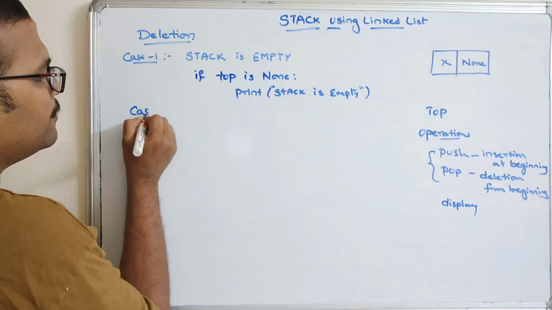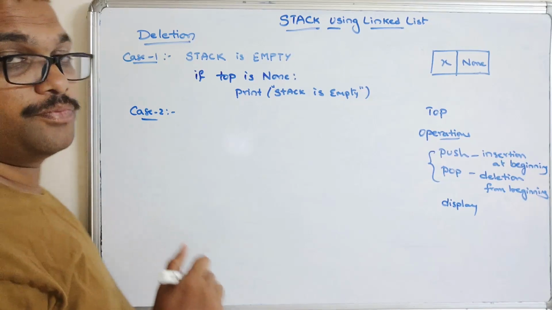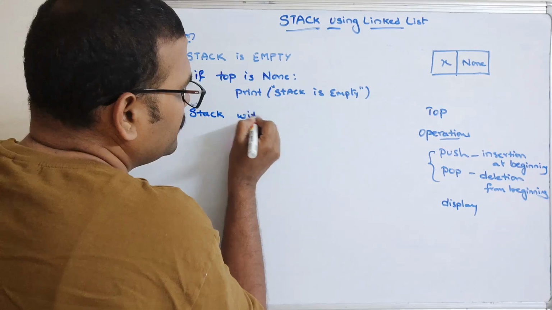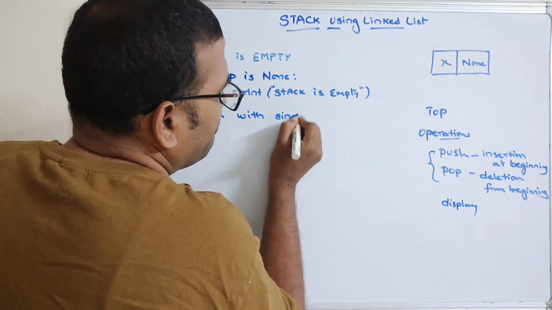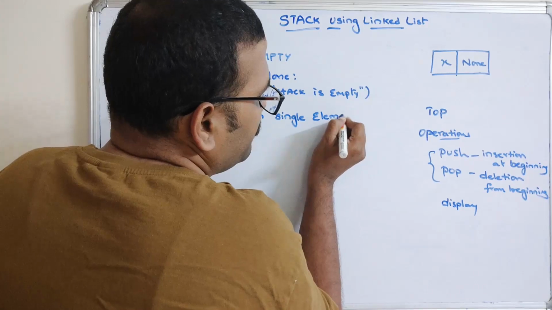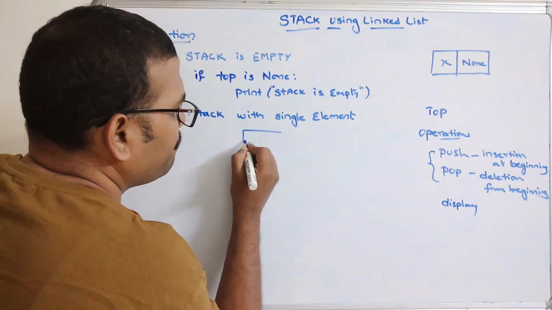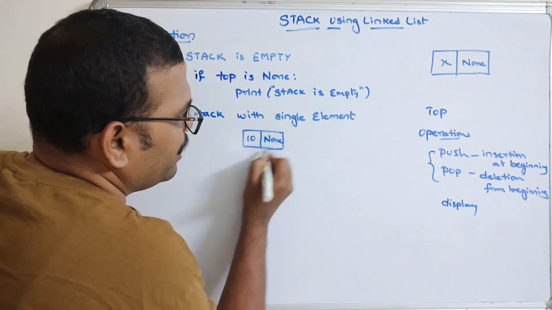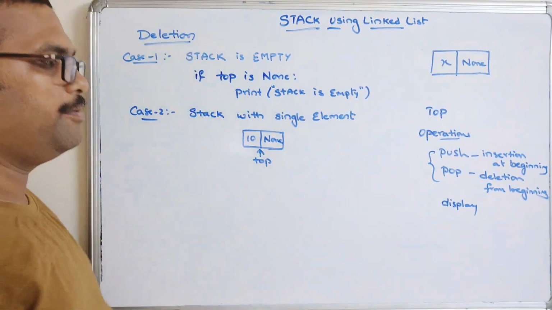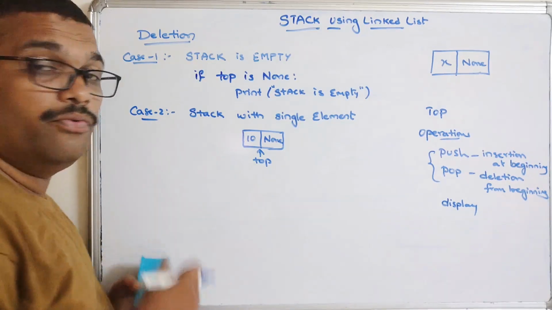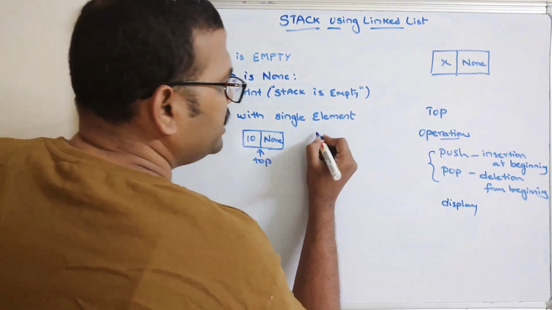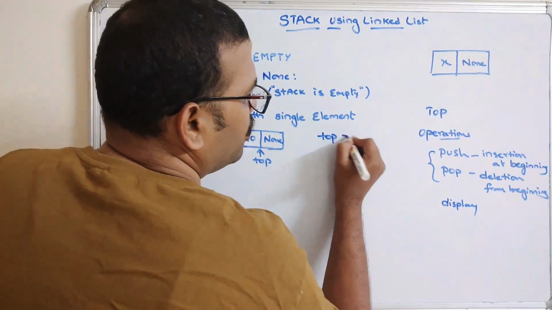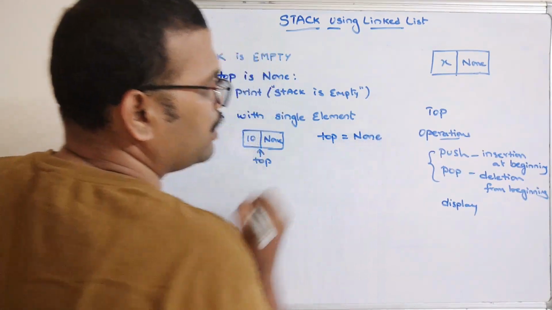And case 2: the stack is having only a single element. Stack with a single element, that means only one element. Let it be 10 and none, and this is the top. Okay. Now what do we have to do? We need to remove this one. So just you can use top is equal to none.